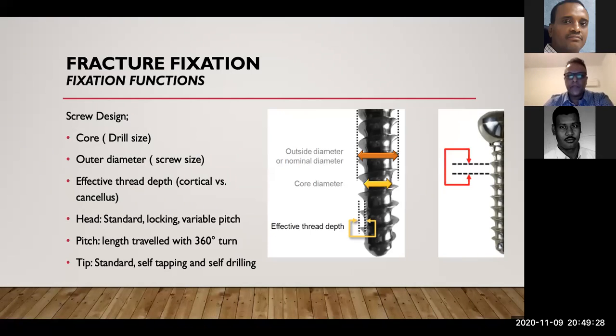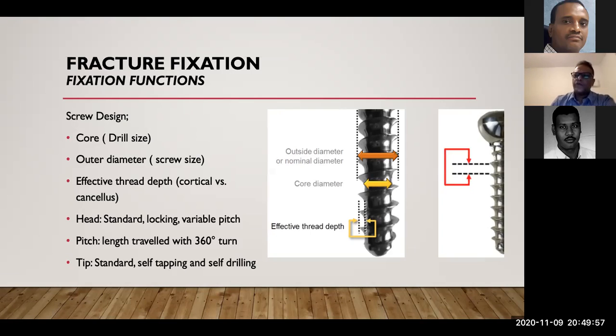And then we come to the effective thread depth. This is this small area here, between the core and the outer edge of the screw. Basically, the function of this part of the screw is how much grip it can get. For that reason, you find it bigger in cancellous screws if you compare it with cortical screws.